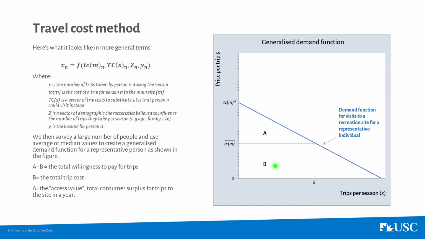And then we would have this, as we talked about before: the total willingness to pay would be the combination of A and B, B being the travel costs, A being the consumer surplus. And that A, consumer surplus, is what we're trying to determine. It's actually also referred to as the access value. So we're going to aggregate that up once we know it for the population of visitors, and that will be how we come to our total value for that site.